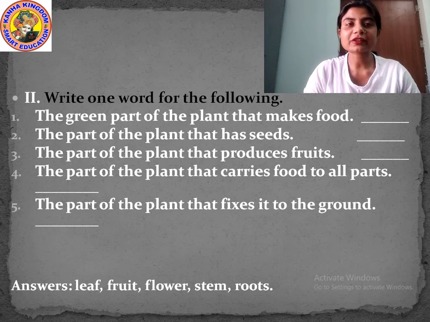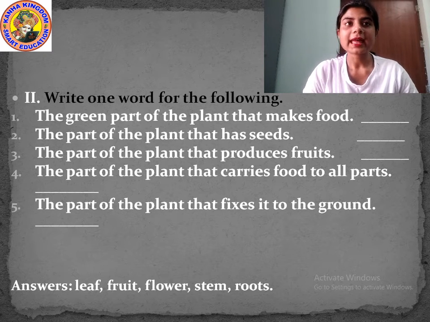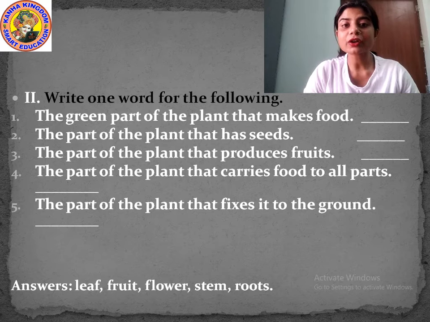Then students, our next question is write one word for the following. Then number 1, the green part of the plant that makes food. What is the green part of the plant called that makes food? It is leaf, L-E-A-F. The answer of number 1 is leaf. The green part of the plant that makes food is leaf, L-E-A-F, leaf.